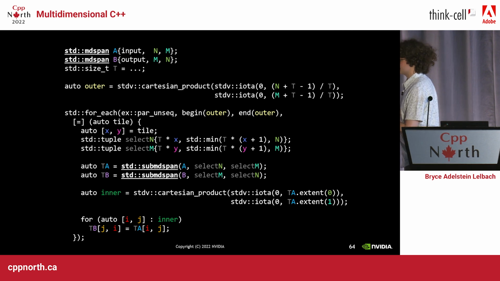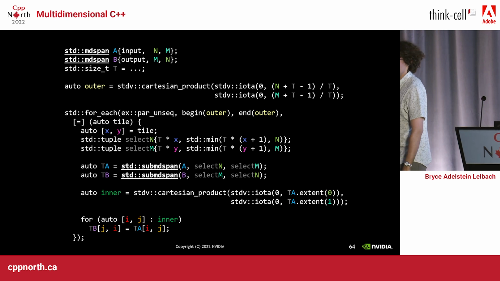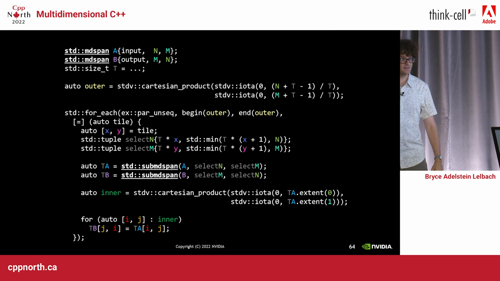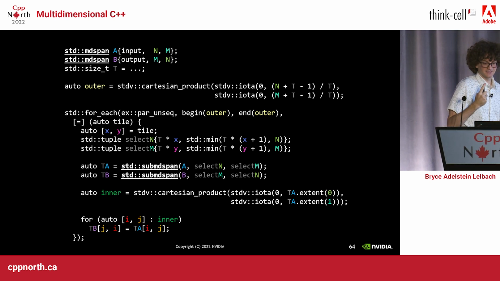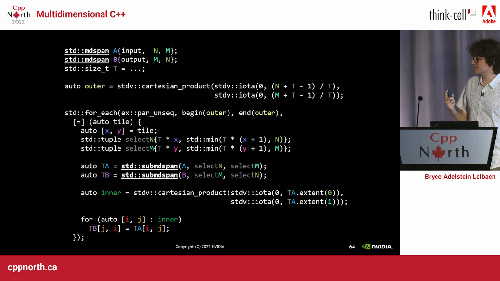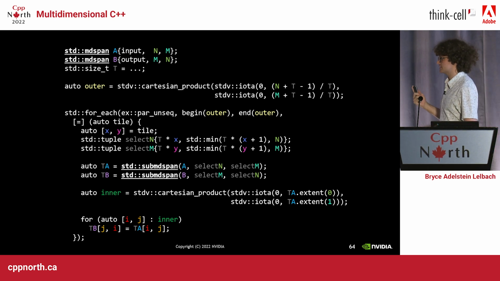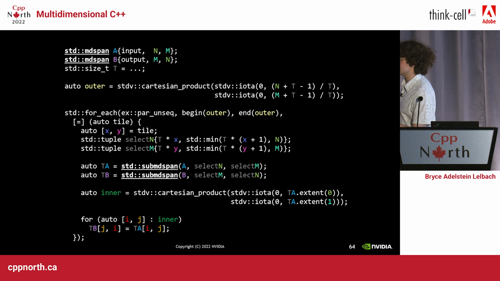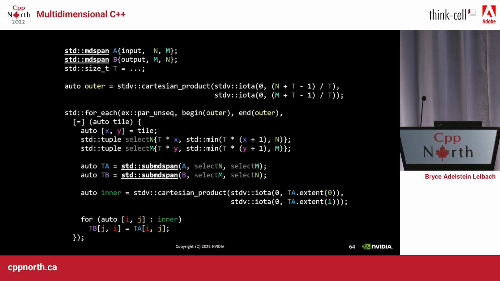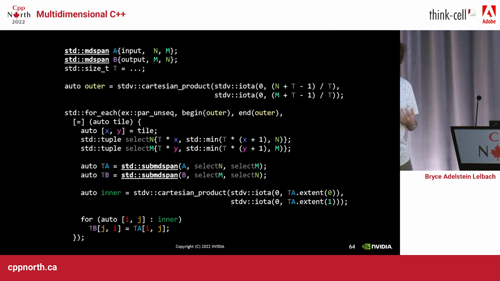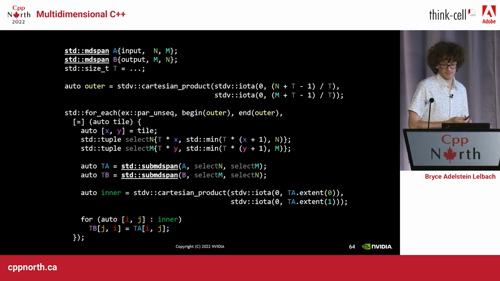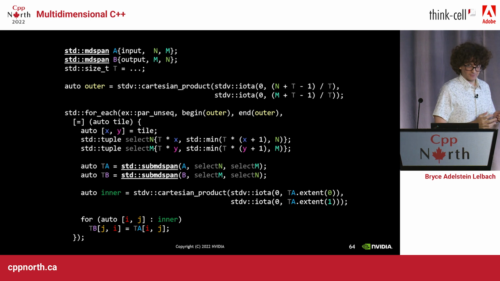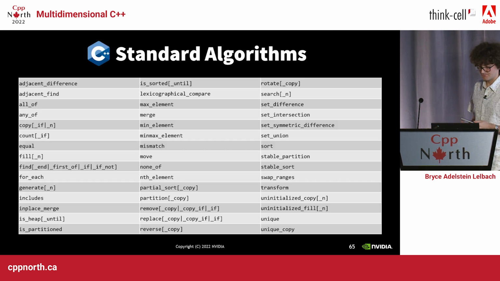This is too much line noise, and this Cartesian product of iota thing, that's a lot. That is a lot. And this whole thing where we're creating these local mdspan slices, yeah, this is a lot here. For somebody like me, this is maybe exciting, but I think we can do better. And we're gonna get to that in the back half of this talk.